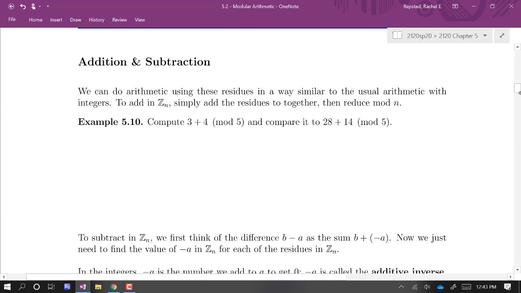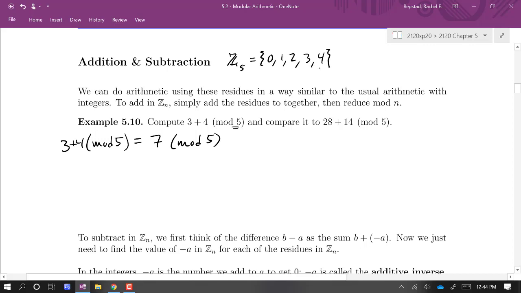We can do arithmetic on these residues. So we have a set of integers, the integers mod 5 or the integers mod 7. We can do addition and subtraction just like we normally would. We're just going to add the residues together and then in the end reduce mod 5, in this case in example 5.10. So 3 plus 4 mod 5, that's 7. But when I get a result, keep in mind that Z5 is 0 through 4.